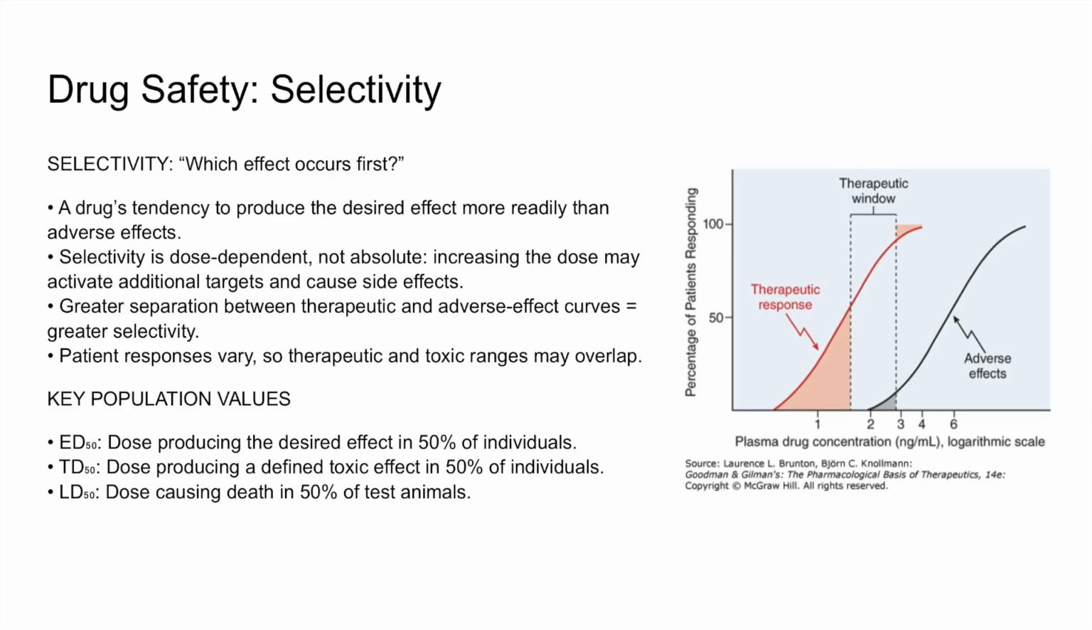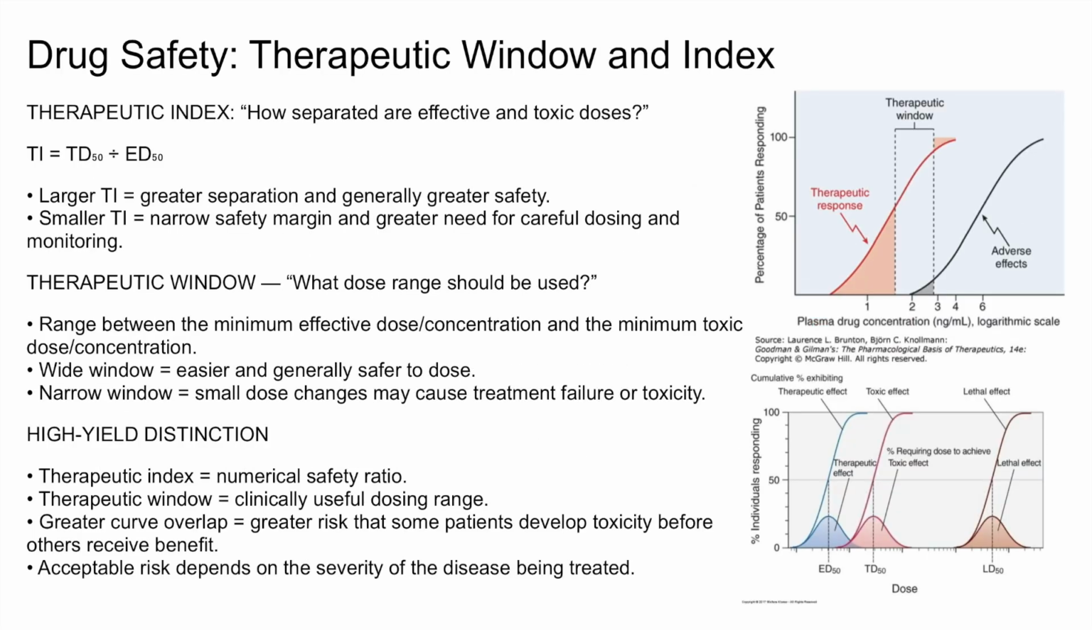Patient variability is important here, right? So some patients experience adverse effects at concentrations that other patients require for a benefit. So the ED50 describes therapeutic dose, the TD50, remember, describes toxicity, and the LD50 describes the lethality in test animals. The therapeutic index and therapeutic window both describe drug safety, but they're not identical. The therapeutic index is a numerical ratio calculated as TD50 divided by ED50. A larger ratio means greater separation between doses that produce benefit and toxicity.